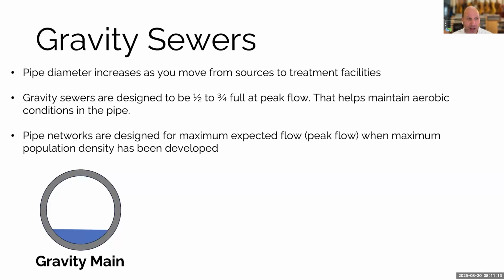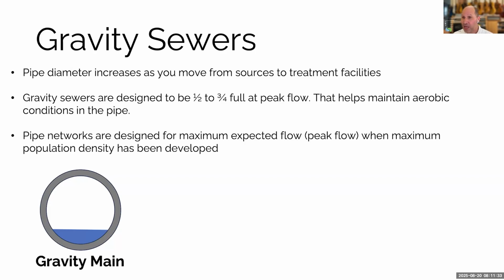And there's a couple of reasons for that. But the big one is that it helps maintain aerobic conditions in the pipe, right? So you've got air up there, and the bacteria in the pipe can do their thing without the sewage going septic, which is sometimes what happens when we have manhole backups and we lose that airspace.